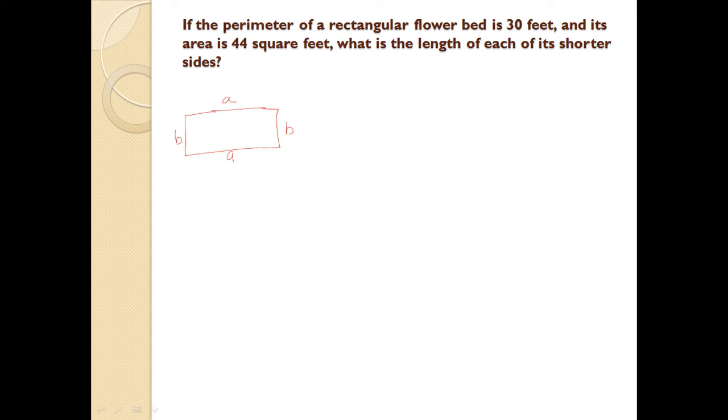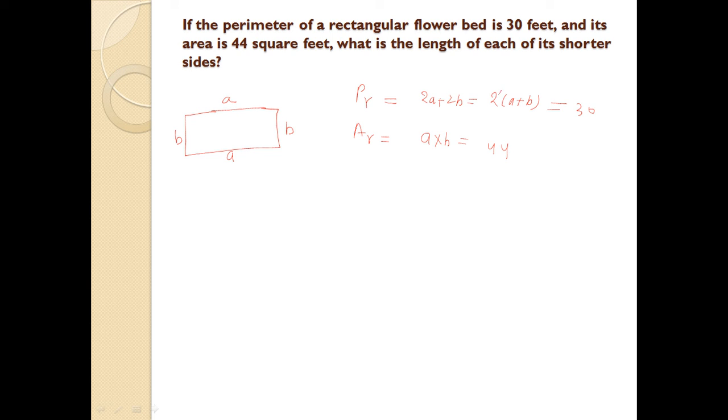Okay, what are we given? Perimeter. Perimeter of a rectangle is what? Sum of all the sides, means 2a plus 2b. Sum means a plus b plus a plus b, 2a plus 2b. Okay. Area of a rectangle is length times width, that is a into b. So perimeter is given to us as 30 and the area is given to us as 44.